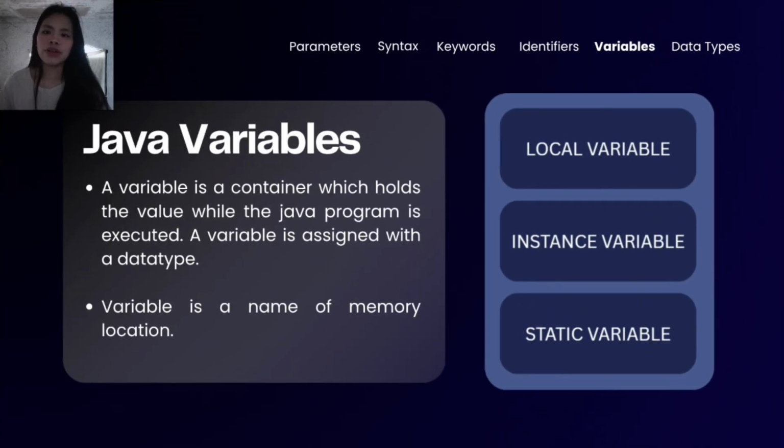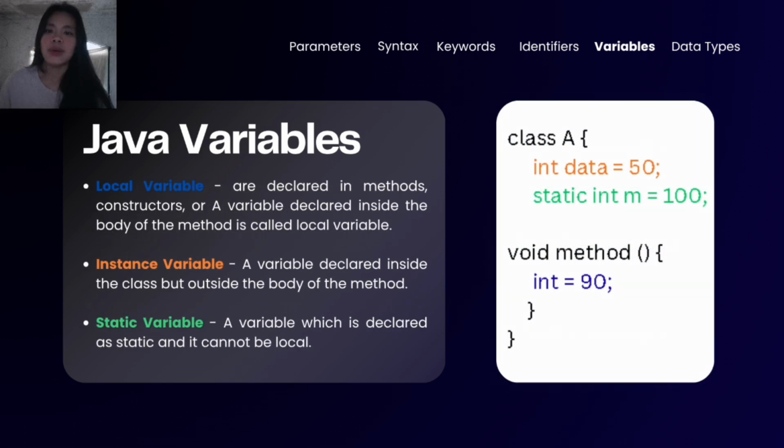Java variables are containers that store data values during program execution. Each variable is assigned a specific data type and represents a memory location. There are three main types of variables in Java: local, instance, and static. A local variable is declared inside a method, constructor, or block and can only be used within that scope. In the example, int i = 90 is a local variable because it is declared inside the method and is accessible only there.